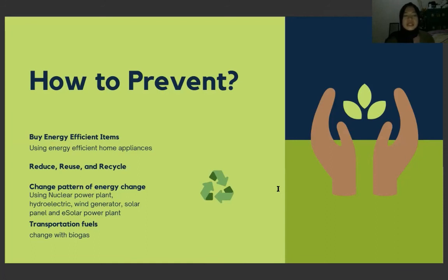And the next thing we can do is reduce, reuse, and also recycle. Reduce is the activity of using packaging products, especially plastic, to a minimum usage. And the next is reuse. Reuse is the step of using used objects such as plastic bags or plastic bottles. Meanwhile, recycle is an activity to recycle items that are no longer used to become useful again.